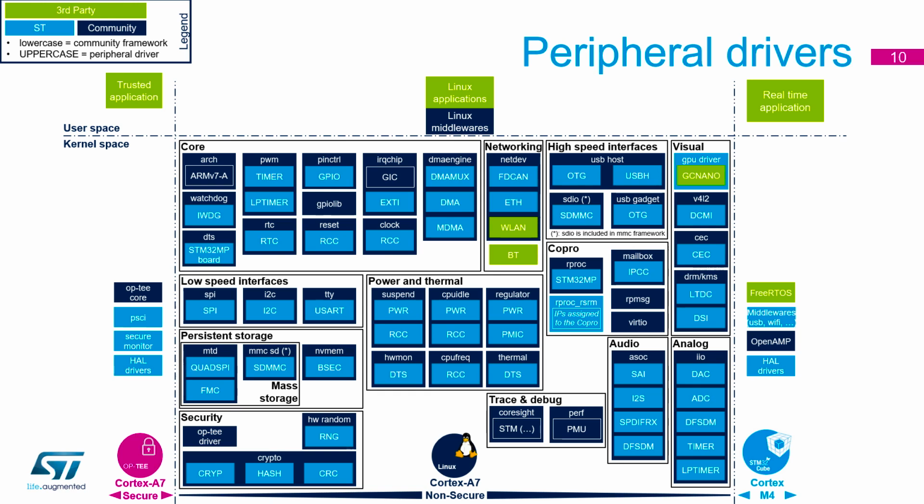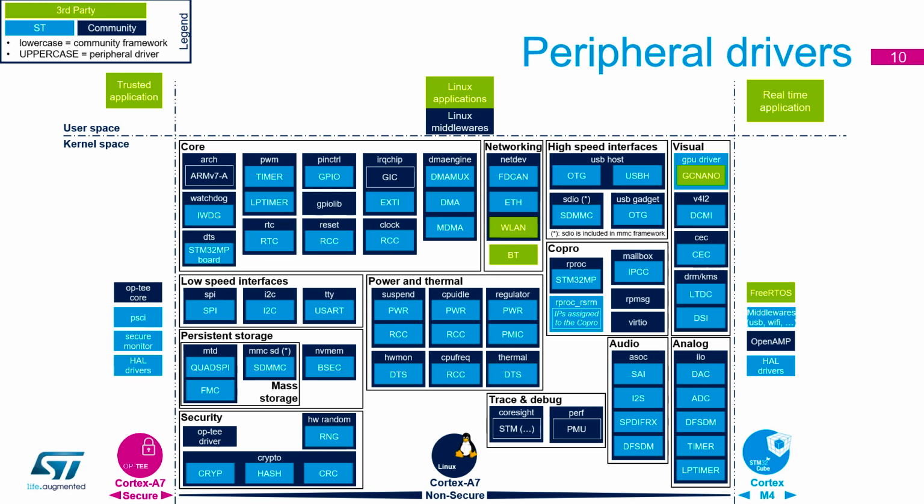So TTY, which will then call the USART driver for your communications interface. Suspend will be calling some of the power and reset drivers. USB host will be talking to the USB peripherals. RPMsg will be doing all the messaging system so that you can talk to the coprocessor. So all of these drivers will have an ST component, which is driving the hardware, and a community component which is providing the interface between the Linux middlewares and the ST physical hardware.